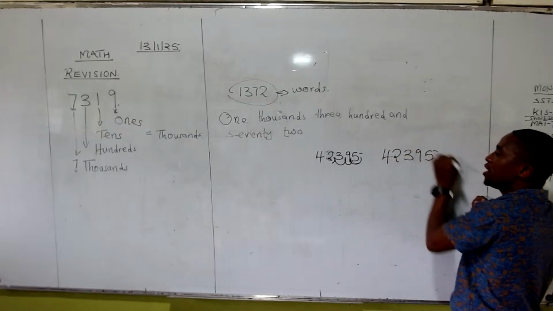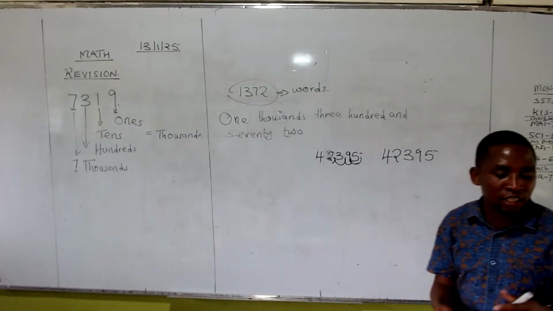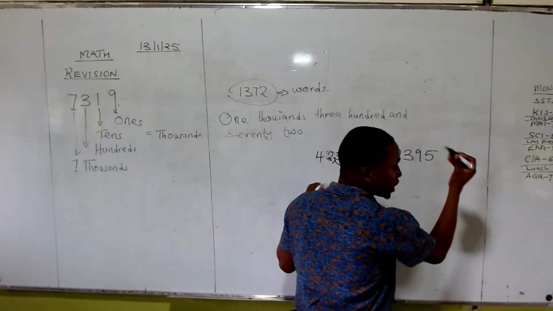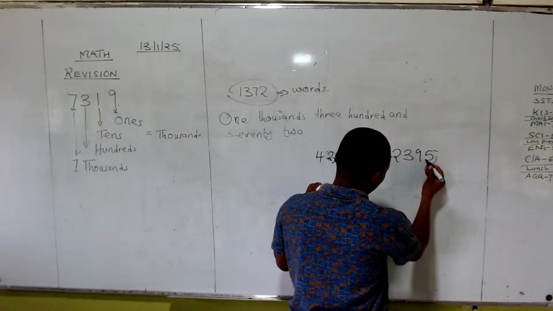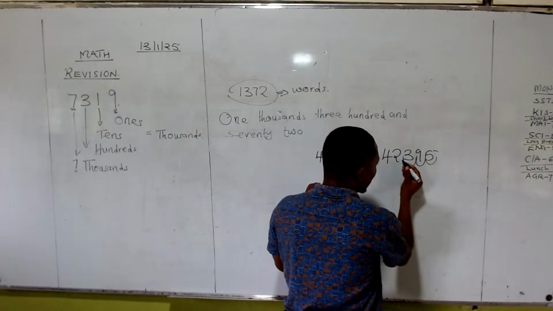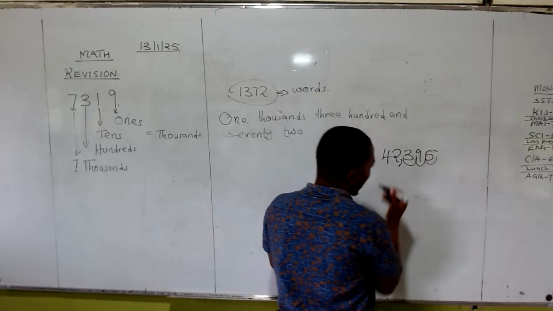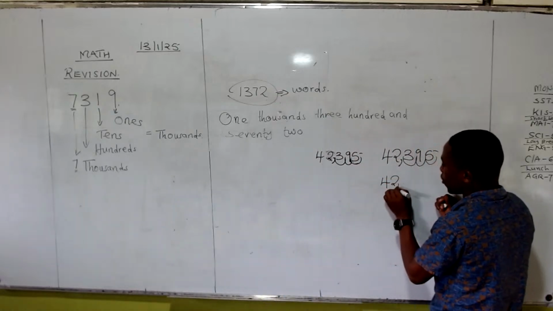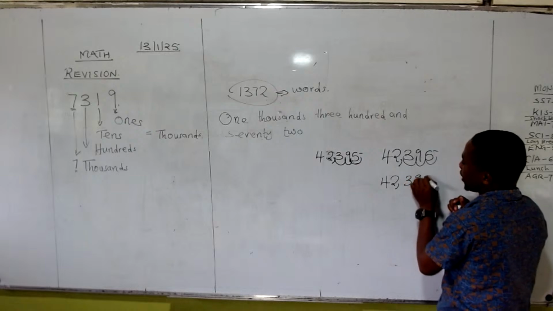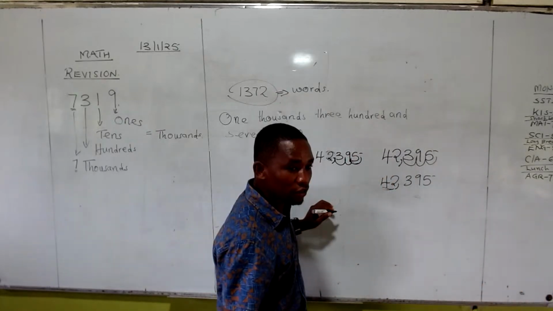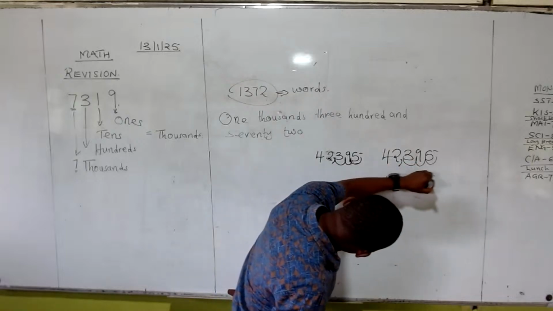In grade 5, we are dealing with very big numbers, but it's very easy to read them. From the right hand side, count 3 steps, 1, 2, 3. After the 3rd step, put a comma. So read this first number. How do you read it? 42. How do you read this number?